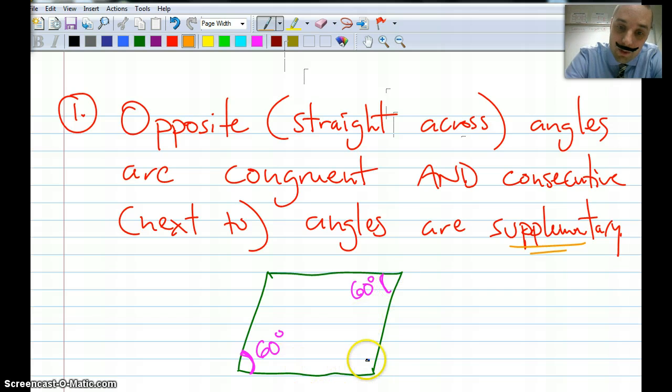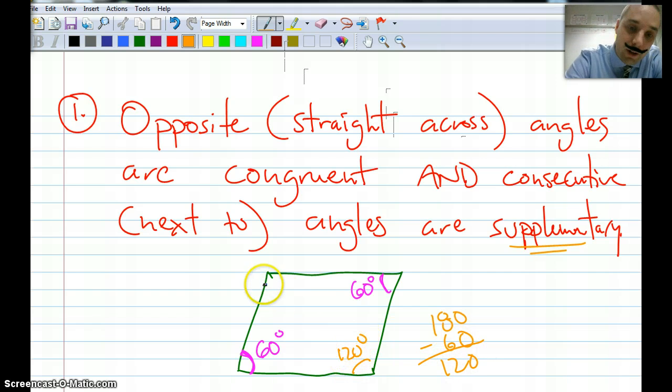So to find out what this is, I'm just going to do a little sidebar math here. 180 minus 60 is 120 degrees. Therefore this angle is 120 degrees, and straight across this angle is 120 degrees. That's going to work for every single parallelogram. What do you get if you add all 4 of those numbers? 360. Every quadrilateral has 360 degrees as the measure of its interior angles. So that's important point number 1, opposite angles are congruent, and that'll work like that for every single parallelogram.